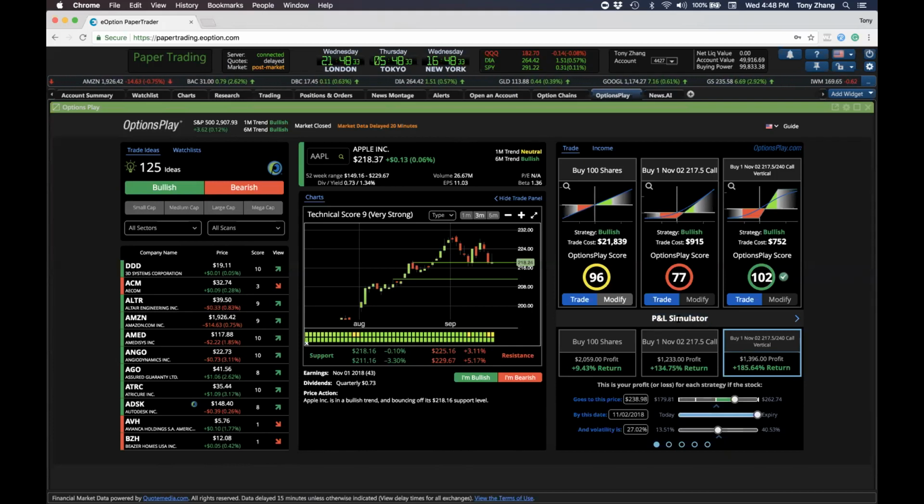So that's why we built a P&L simulator, so that you can say what happens if the stock goes up to 235, which is where we thought maybe the stock might go in a couple of months. And let's say we think the stock's going to go from 218 to 235.